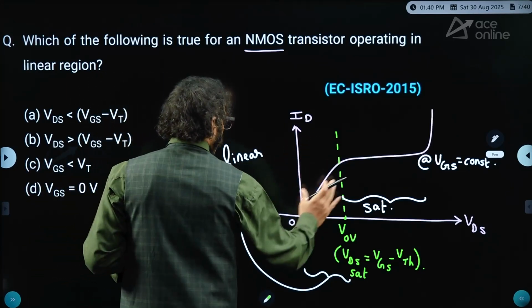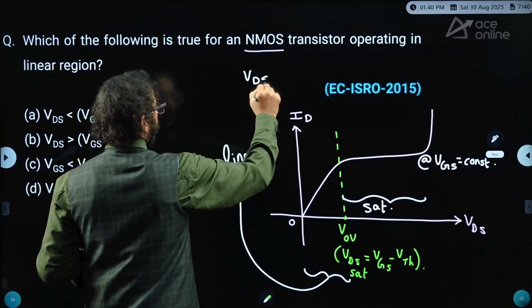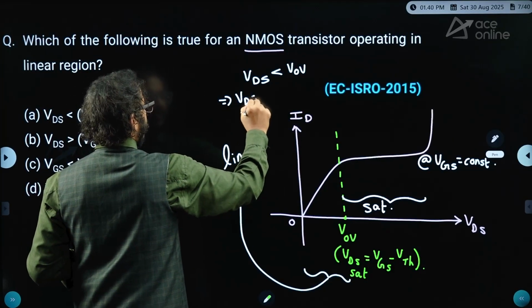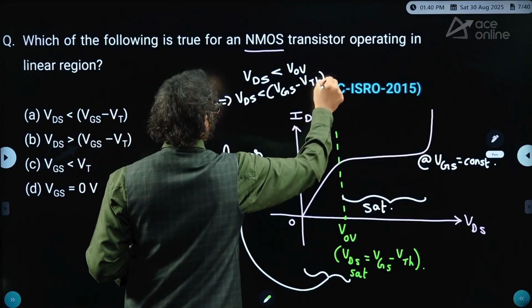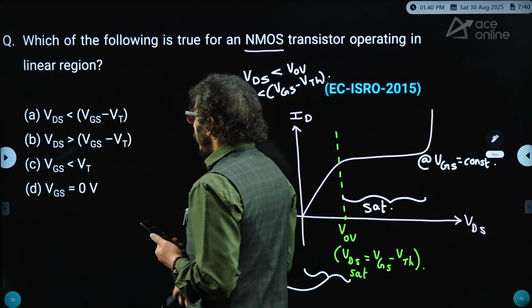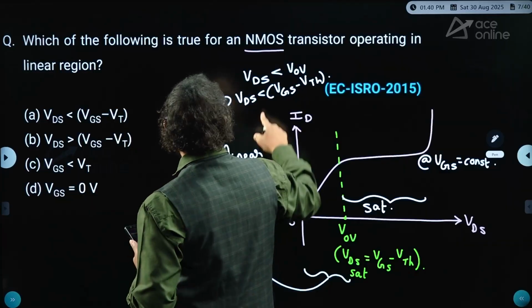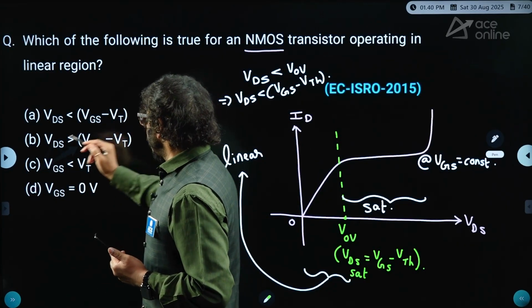Right, now speak out. Whenever you want to operate the Q point in the linear region, then VDS must be lesser than overdrive voltage. That clearly specifies VDS must be lesser than VGS minus VTH. True or not? So for an NMOS transistor operating in a linear region, VDS must be less than VGS minus VTH.